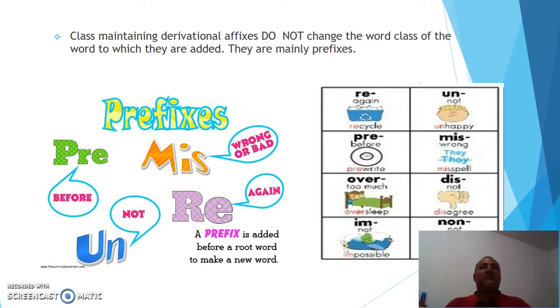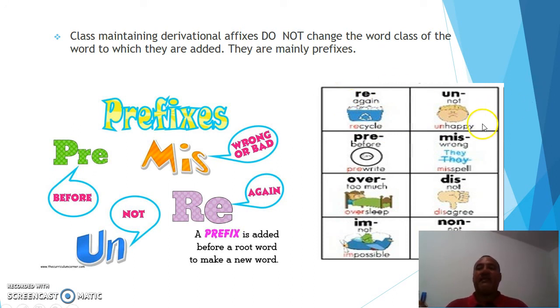Well, the other big group contained in the derivational affixes is called class-maintaining derivational affixes. This group does not change the word class of the word to which they are added, and they are mainly prefixes. As you can see here, there are some examples of prefixes. Let's analyze this. We've got cycle, which is a verb. When we add this prefix, which means do over or again, we get the new word recycle, which is still a verb.